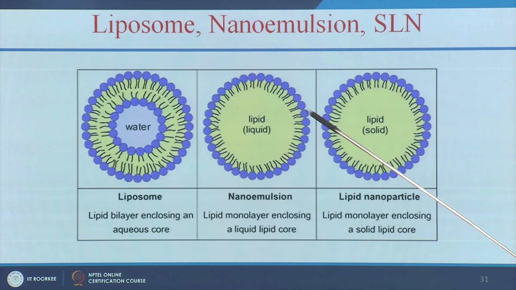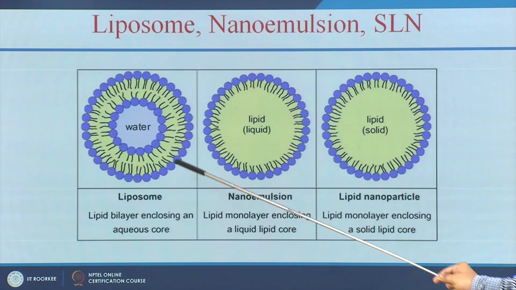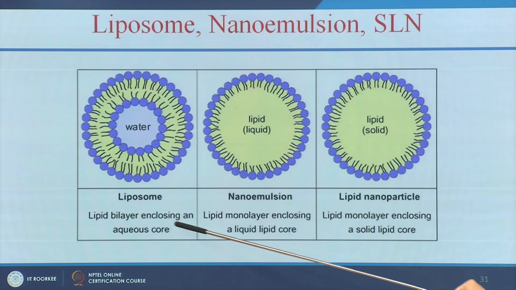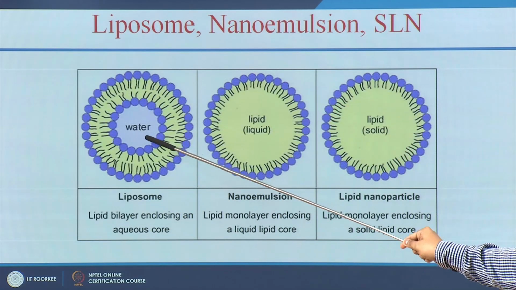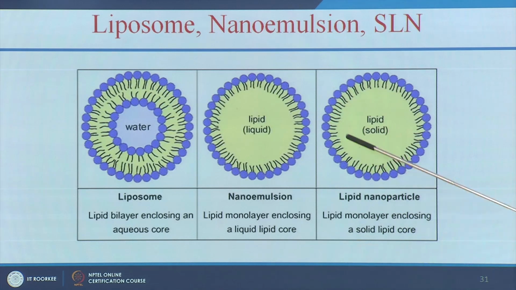So, let us see the difference between the liposome, nanoemulsion and lipid nanoparticle. Here in liposome, the lipid bilayer encloses an aqueous core, okay, here it is water. In nanoemulsion, the lipid monolayer encloses a liquid lipid core, and in case of lipid nanoparticle and solid lipid nanoparticle, the lipid monolayer encloses a solid lipid core.